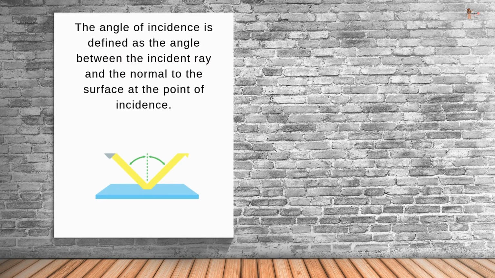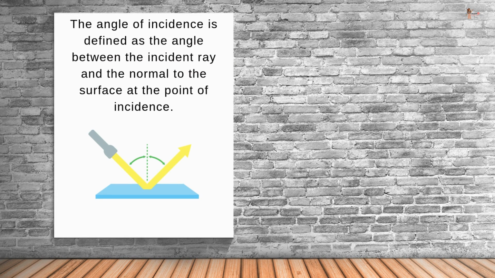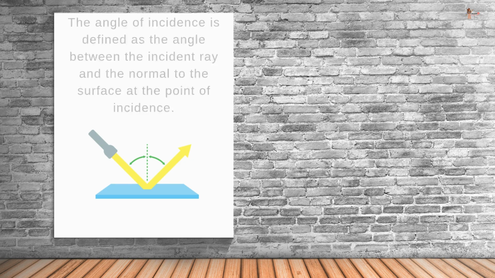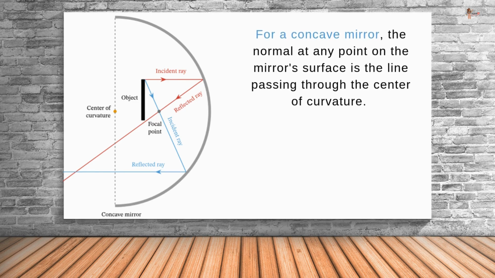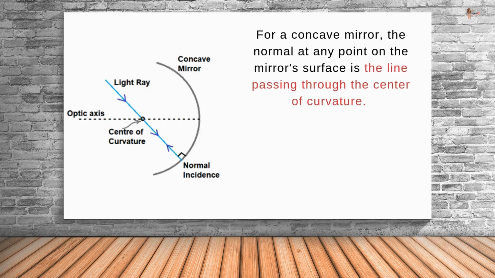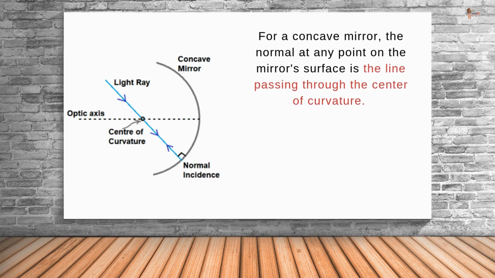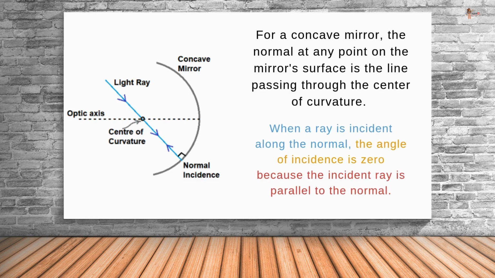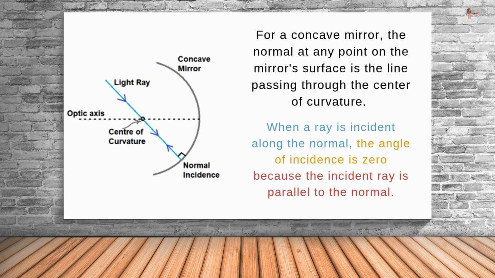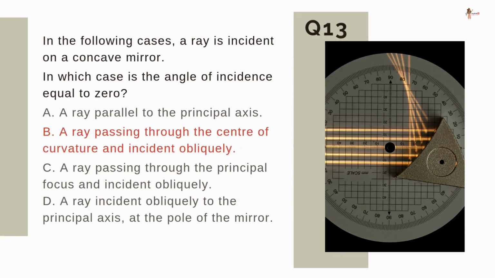The angle of incidence is defined as the angle between the incident ray and the normal to the surface at the point of incidence. For a concave mirror, the normal at any point on the mirror surface is the line passing through the center of curvature. When a ray is incident along the normal, that is, along the line passing through the center of curvature, the angle of incidence is 0 because the incident ray is parallel to the normal. Thus, option B is correct.